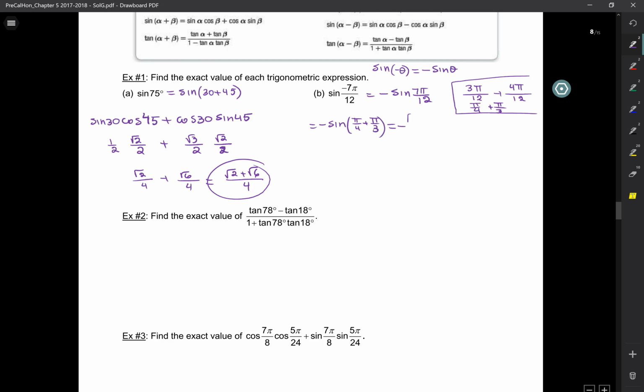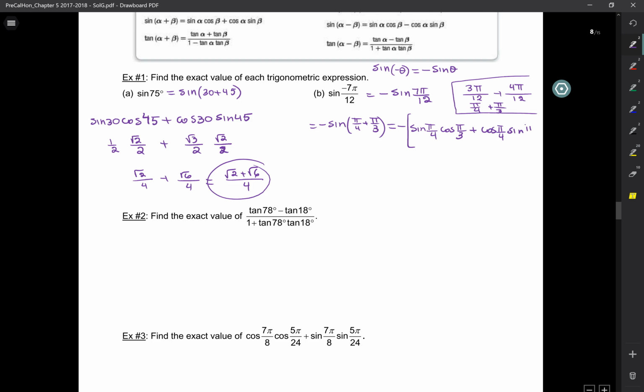This is negative. Okay, and now we're going to do our expansion, right? The identity. So sine of the first, cosine, and then plus cosine, sine.